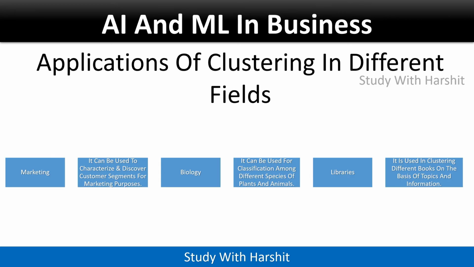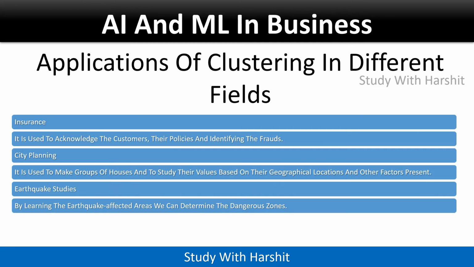It is used for clustering different books on the basis of topic and information. Insurance: it is used to acknowledge the customer, their policy, and identify fraud. City planning: it is used to make groups of houses and to study their value based on their geographical locations and other factors present. Earthquake studies: by studying the earthquake-affected area, we can determine the dangerous zone.